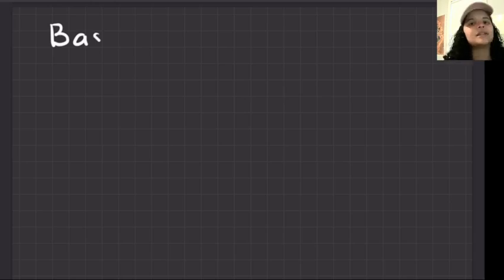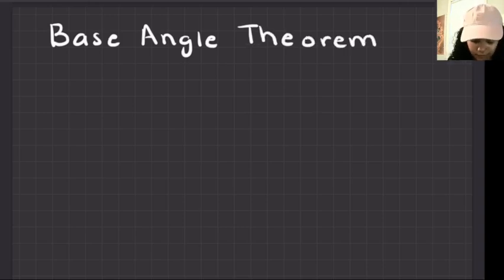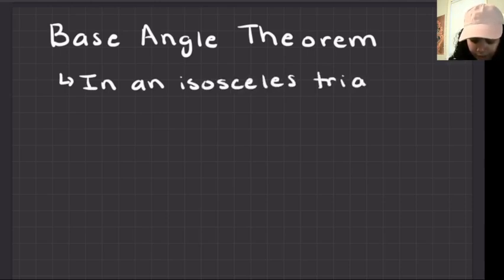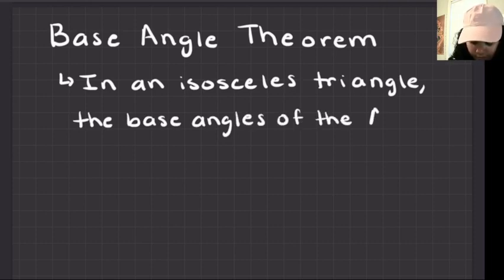So without further ado, let's go ahead and get started. As I said, today we're going to be talking about base angle theorem. And before we jump into what base angle theorem is, there's a couple of things that we need to know. So base angle theorem basically says that in an isosceles triangle, the base angles of the triangle are congruent, okay?